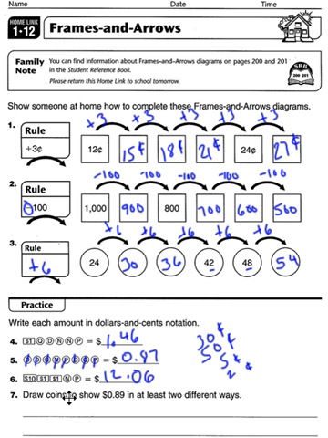In the last problem, they are supposed to draw coins to show 89 cents in at least 2 different ways. So they can use a quarter, quarter, quarter, which is 75, a dime, which is 85, and 4 pennies for 89, or 1, 2, 3, 4, 5, 6, 7, 8 dimes, a nickel, so that makes 85, and penny, penny, penny, penny, which equals 89 cents. Now they can do it several ways. Those are just 2 examples they could do that problem.